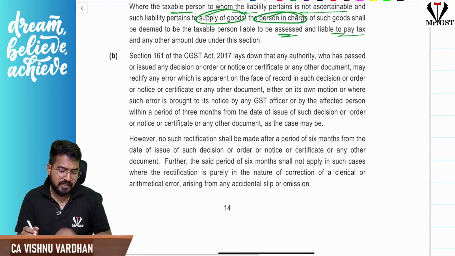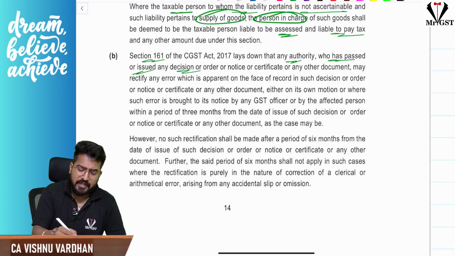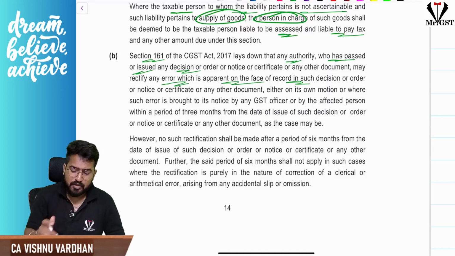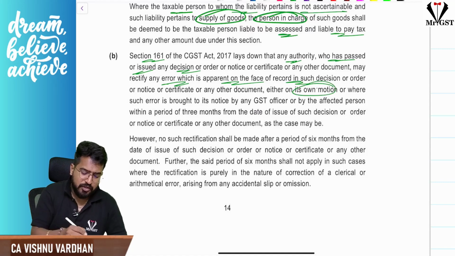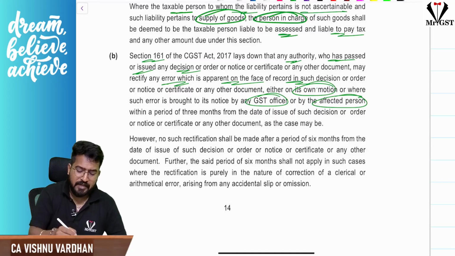Now they've also asked regarding rectification. So the rectification, under section 161, if any authority has passed an order or issued any direction, etc., and later on, on their own motion, the error which is apparent on the face of the record, which is visible on the face of the record, either on their own motion or brought to their notice by the GST officer, or the affected person itself applied within 3 months from the date of issuance of such decision or order, then they can rectify.